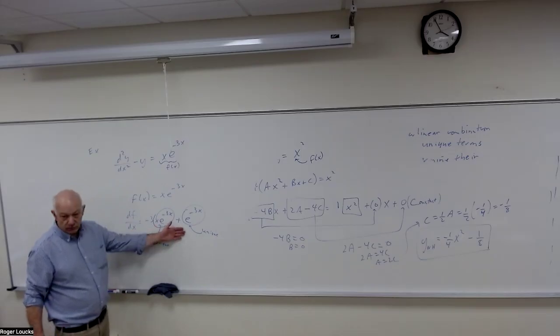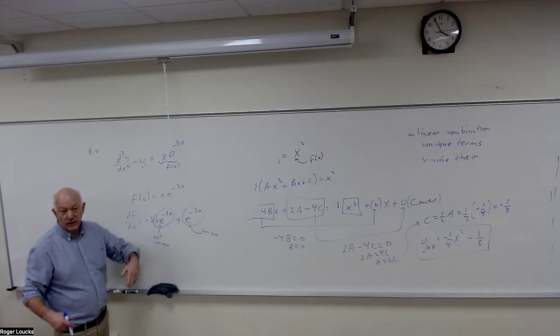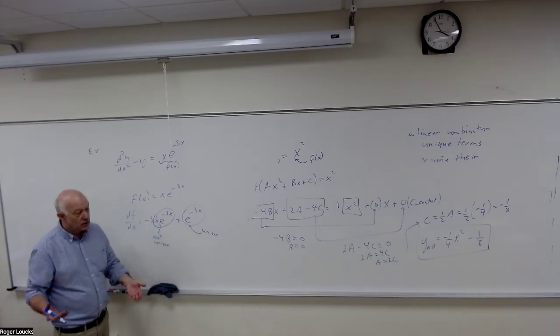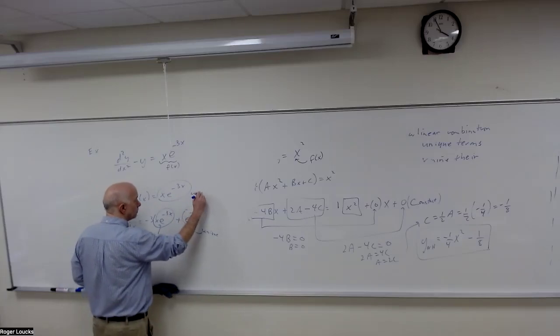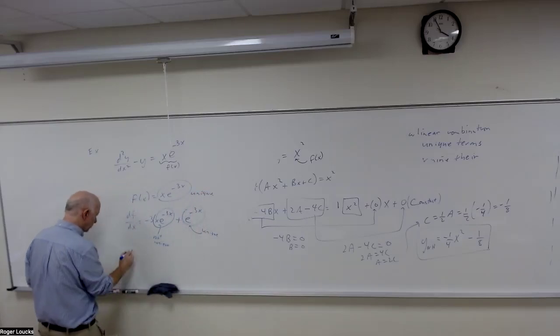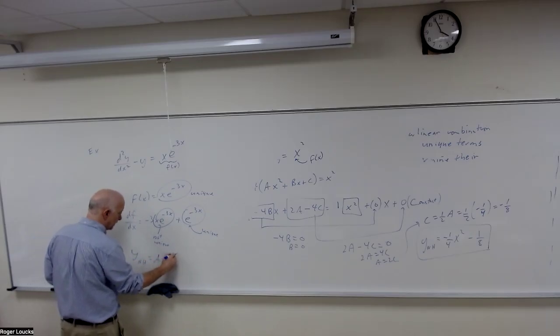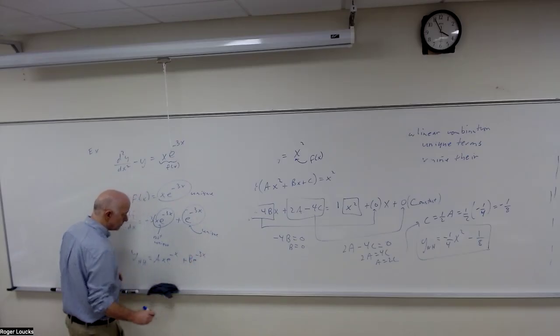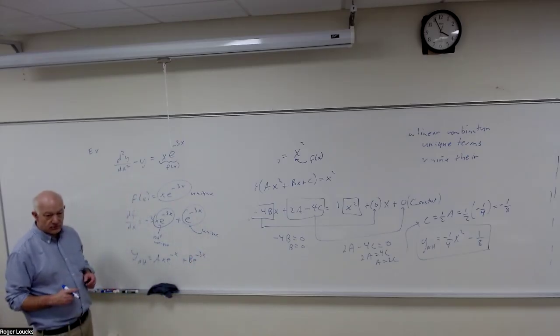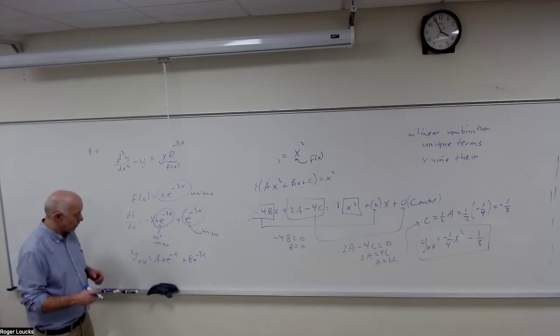What happens if I take the derivative here? Same thing, so I can stop. I don't need any more derivatives. Now I look at the unique pieces. This is unique. This is unique. So I'm going to assume that this is a x e to the minus x plus b e to the minus 2x. Does that make sense? A x e to the minus 3x, thank you.